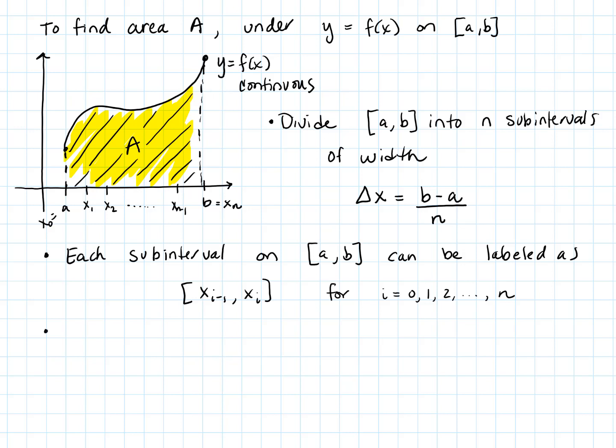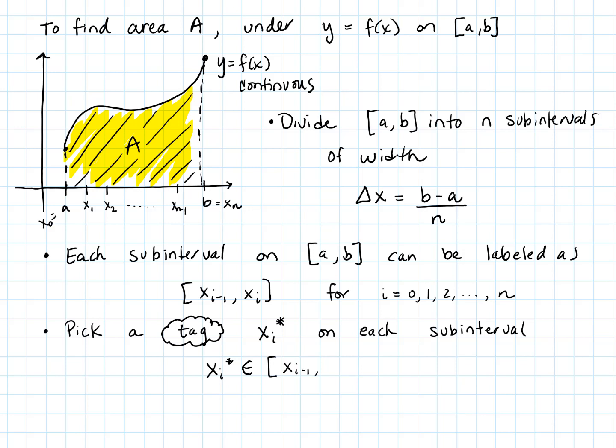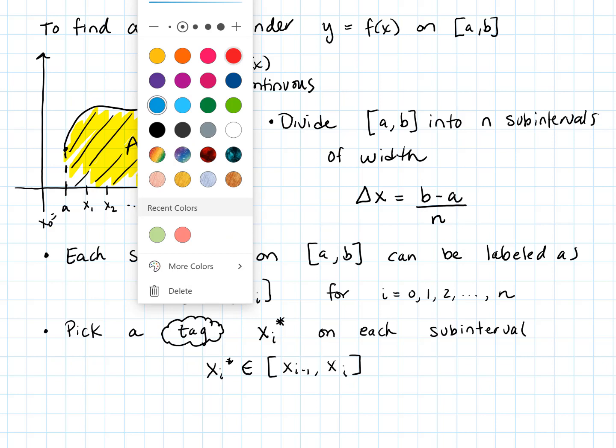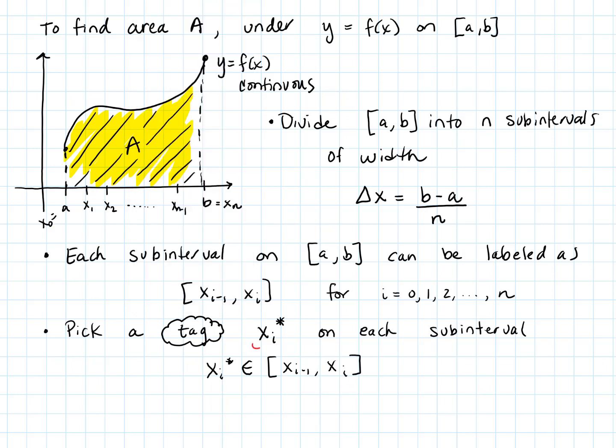On each of those intervals, we can pick a tag. And what does this word tag mean? We're going to pick a tag on each subinterval and call it x sub i star. So x sub i star is an element of the subinterval. I know this is a lot of notation, but this is exactly what we've been doing in the last couple of examples, when we've had a specific number of rectangles, 4 and 6. These tags tend to be our right-hand endpoints, left-hand endpoints, or midpoints. But they can actually be anything. So that's why we generically said, just pick a tag.